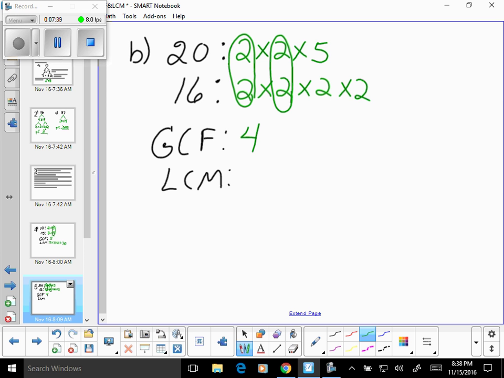My LCM is going to take all the leftovers, the 2 times 2 times 5, and then times by 4. I look and I see 2 times 5 is 10, times 2 is 20, times 4 gives me an LCM of 80. So I look at it and say, all right, I have 5 times 2, then times 2, then times my GCF of 4.